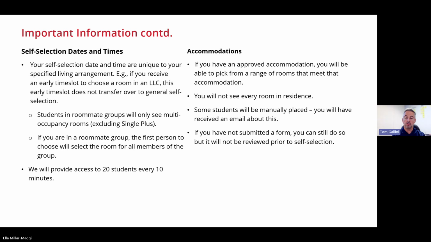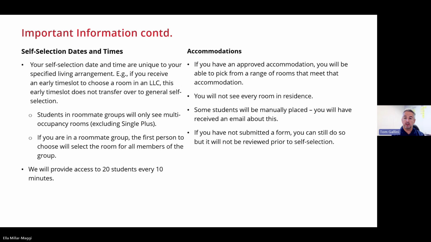There are going to be some of you that we need to manually place. So for example, maybe you've been approved for several accommodations and we have a couple of rooms like that, and so we need to manually place you to make sure that you get that room and someone else doesn't take it in general self-selection. Or it may be, for example, that you're in a unique community and we do have some bed spaces that meet your accommodation in that unique community, but not everyone. So again, we would need to place you. You should have received an email about that if we're manually placing you.